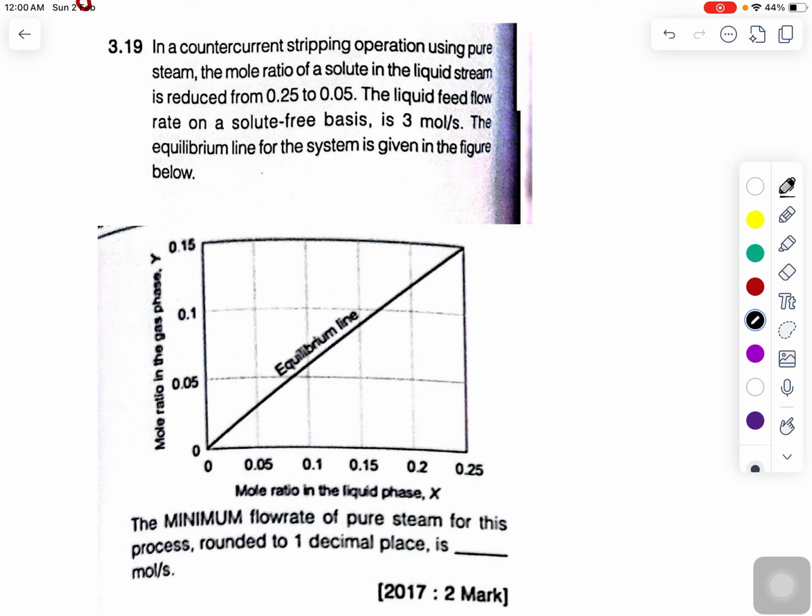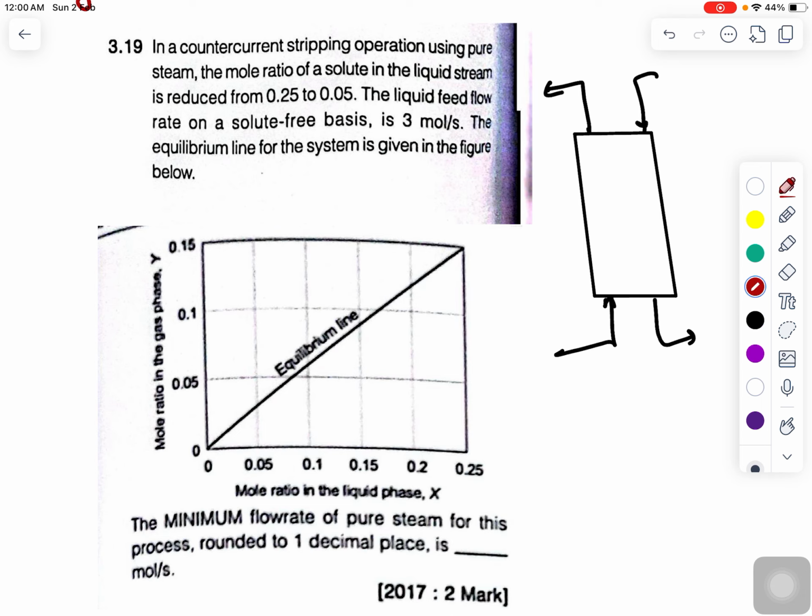In a counter current stripping operation, the solute is being transferred from liquid to gaseous phase, right? Here you can see, liquid will come in and gas will leave, gas is coming in and liquid is leaving. So let's say this one is 0.1 and this one is 0.2. This is my standard notation. The mole ratio of solute in the liquid stream is reduced from 0.25 to 0.05. So let's say here x2 is given to you, that is 0.25, and obviously x1 is equal to 0.05. The liquid feed flow rate on the solute free basis, so Ls is given to you, that is 3 mole per second solute free basis.